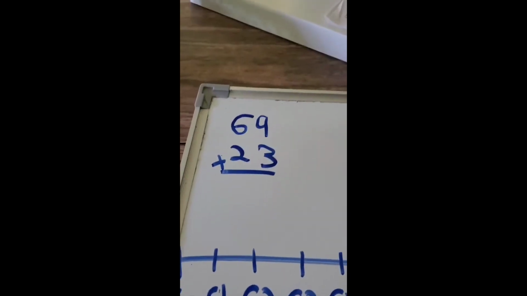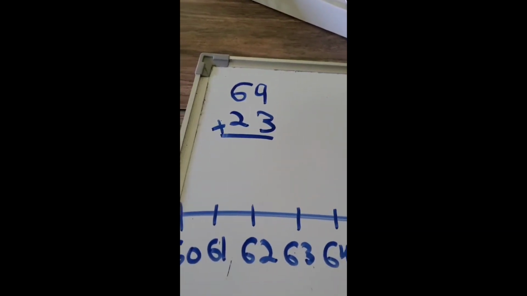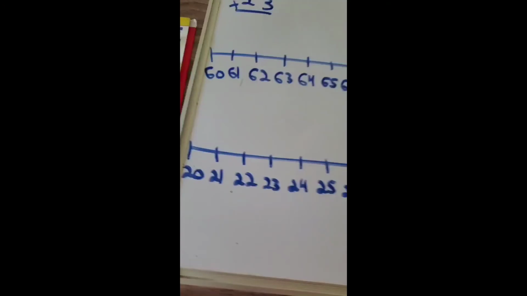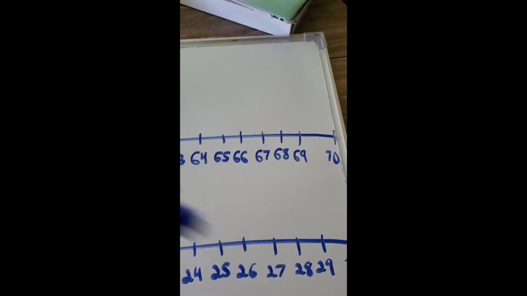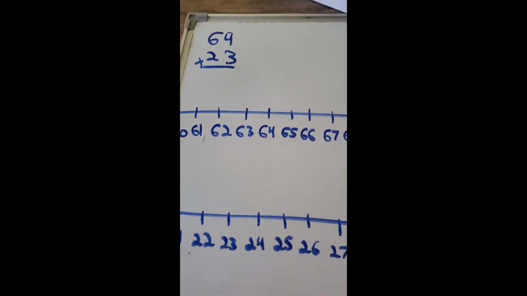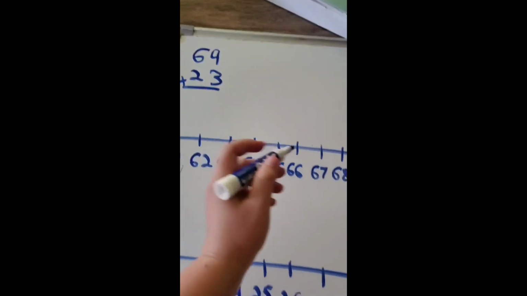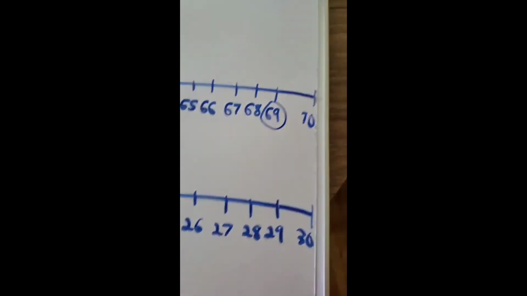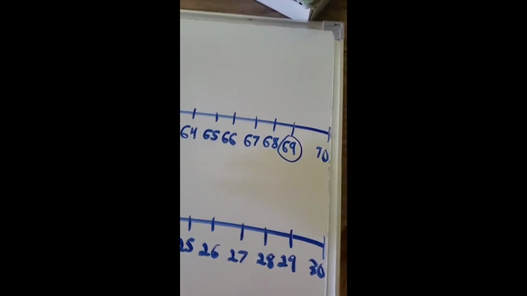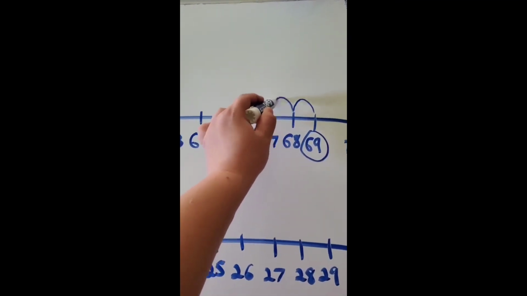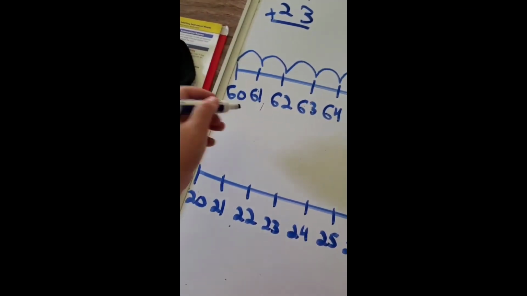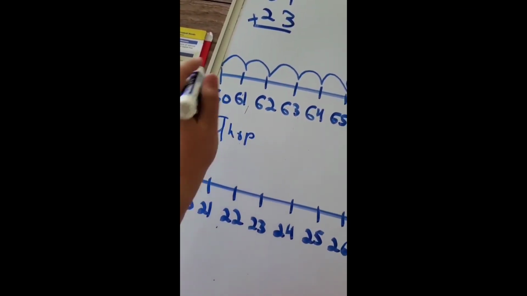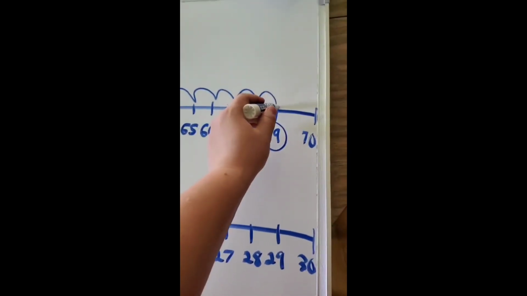So, this is my equation here. 69 and 23, okay? I have two number lines up here. I have 20 to 30 and 60 to 70. Let's find out what the nearest 10 is to 69. Let's do 60 first. Let's count the hops. Ready? 1, 2, 3, 4, 5, 6, 7, 8, 9. So 9 hops to 60, and how many to 70? 1 hop.